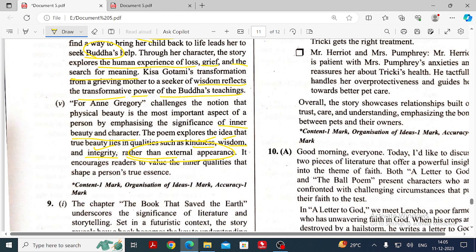And the next, it encourages the readers to value the inner qualities that shape a person's true essence. True essence means true replica. So this should be your point in that lesson. Do you understand, my dear?